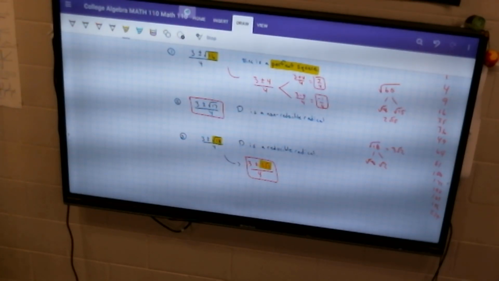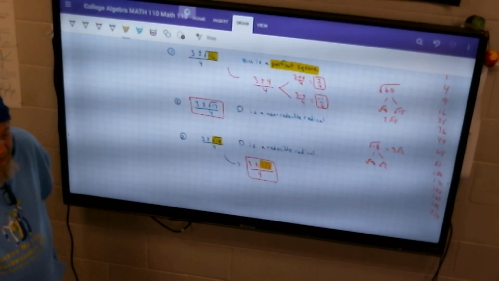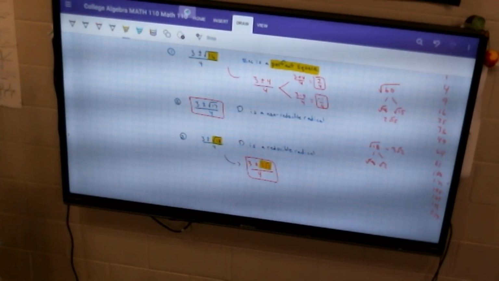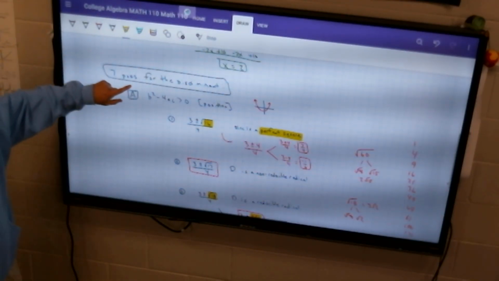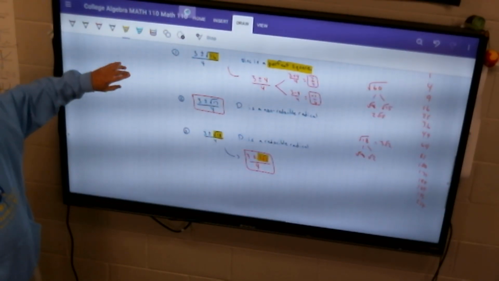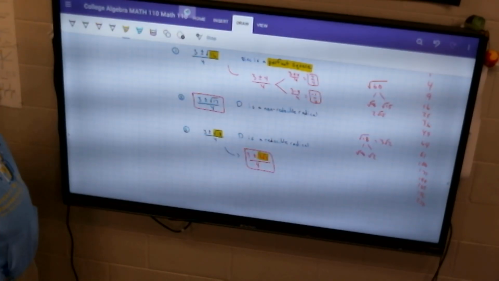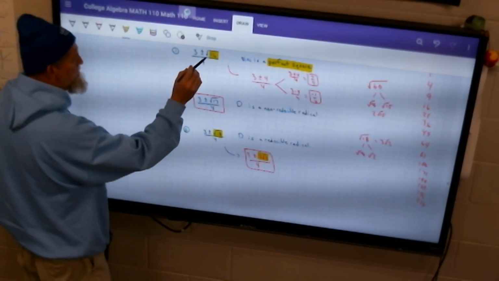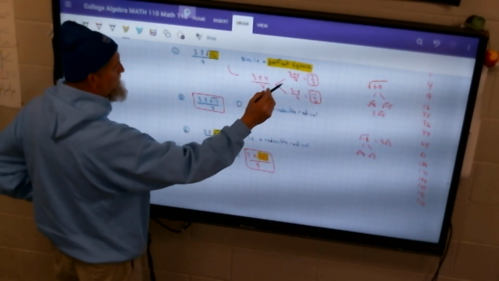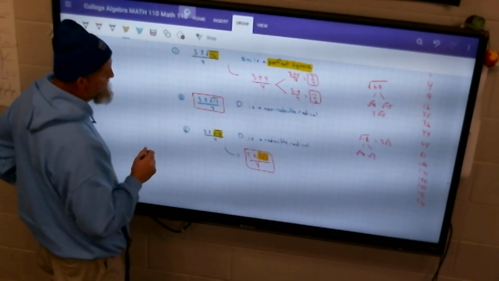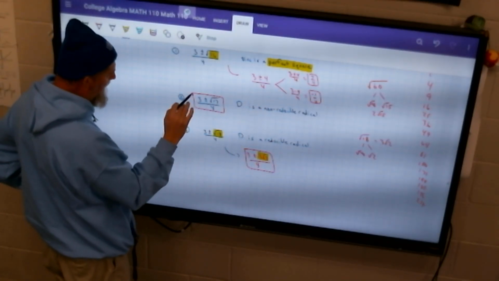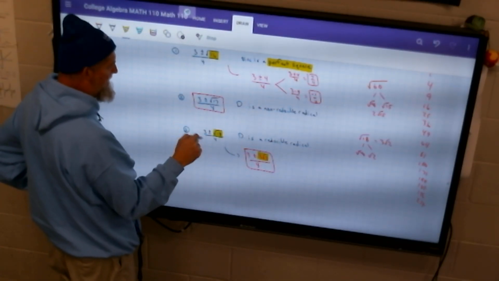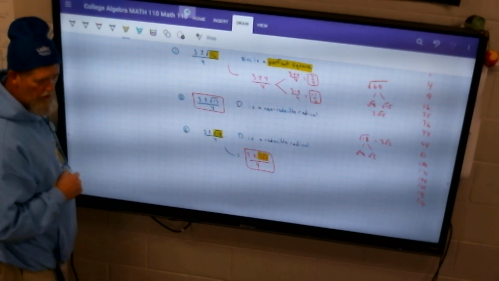And I told you there was how many possibilities? 7 possibilities, right? 7 possibilities for the discriminant. I just covered 3 of them. So the first one is it's a perfect square. This is the nice one because we get 2 actual answers. Non-reducible radical, I'm done. If it's reducible radical, I've got to break it down.